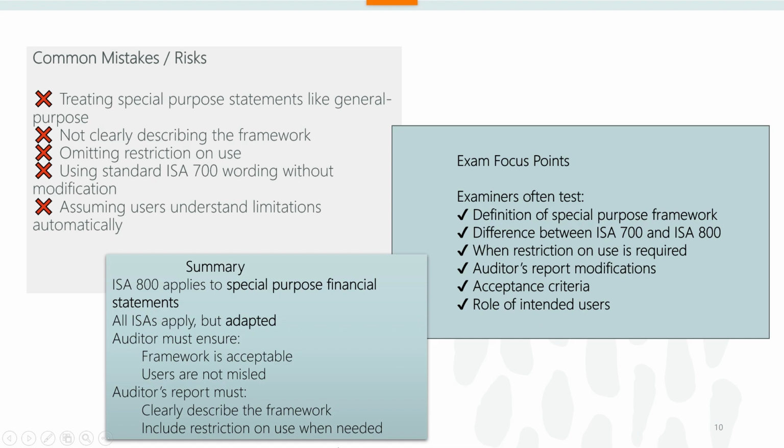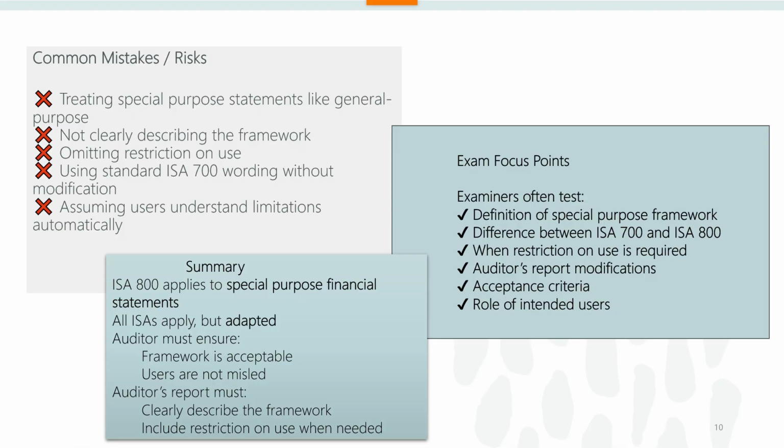Let's move forward and discuss the exam focus point of view. The examiner often tests the definition of specific purpose framework, the difference between ISA 700 and ISA 800, when restriction on use is required, auditor's report modification, acceptance criteria, and the role of intended users.